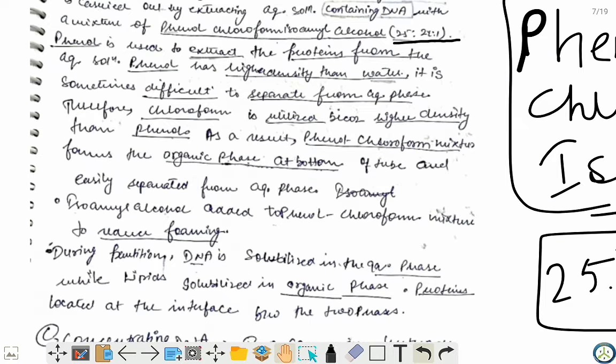Clear? So phenol is used to extract the protein from the aqueous solution, because phenol has a higher density than water. Sometimes we have difficulty separating the phenol from the aqueous phase, so we add chloroform, because chloroform has a higher density than phenol. So they form a bond between phenol and chloroform. As a result, the phenol-chloroform mixture forms an organic phase at the bottom of the tube and is easily separated from the aqueous phase. Clear?